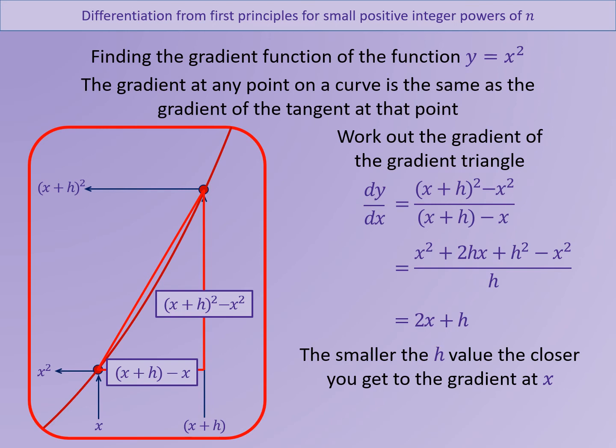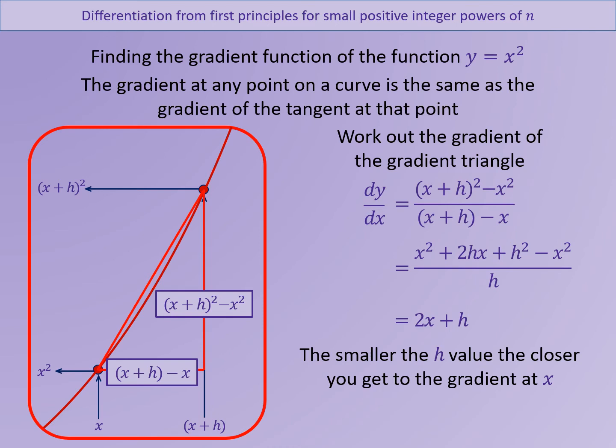Because if I make that what was already a small gap between the 2 x values smaller and smaller, if I make h get closer and closer to 0, what happens is that the red chord line that you're seeing on that diagram starts to match up exactly with the tangent line that I'm trying to find the gradient of. And that's differentiation from first principles.